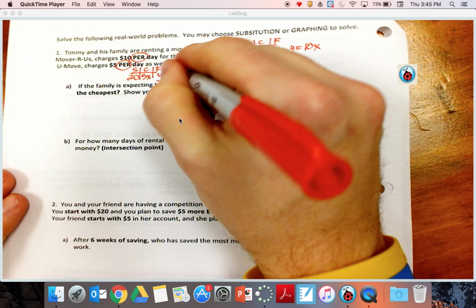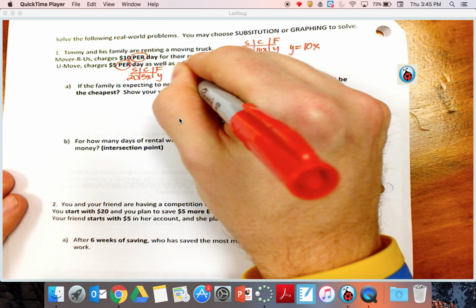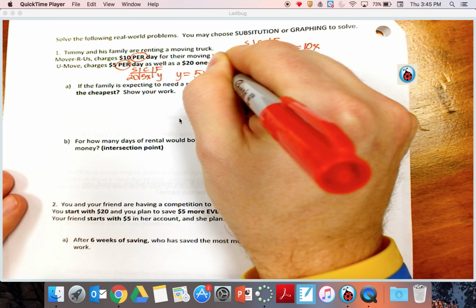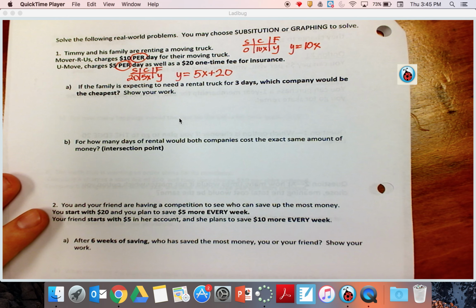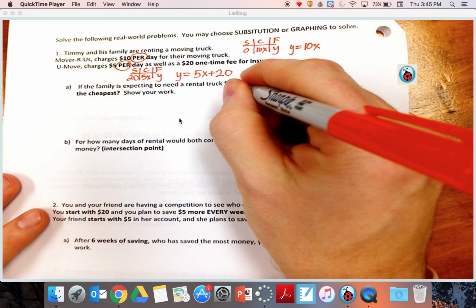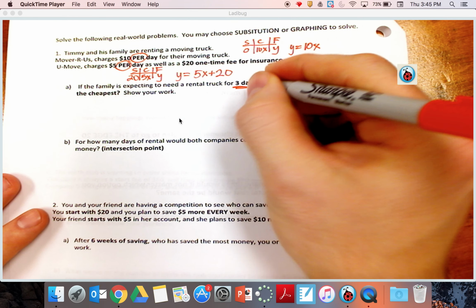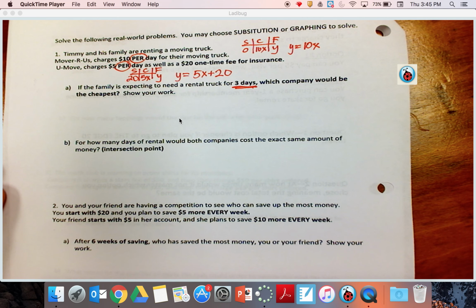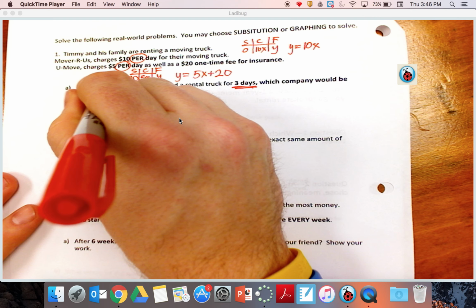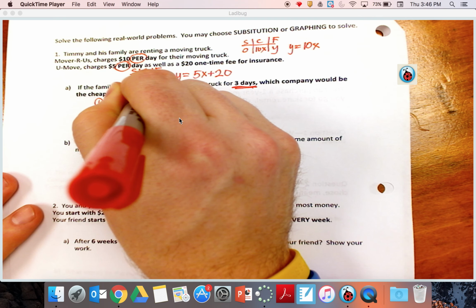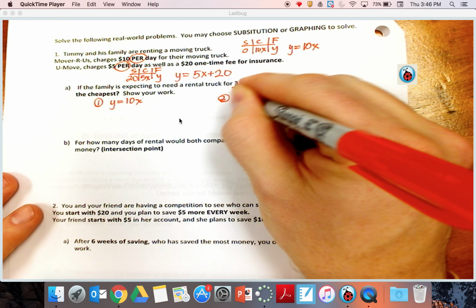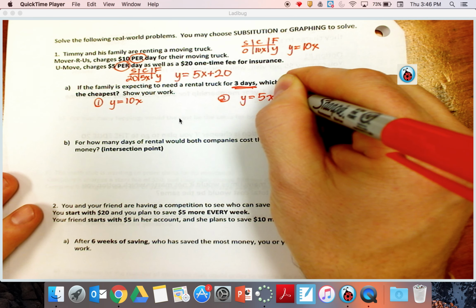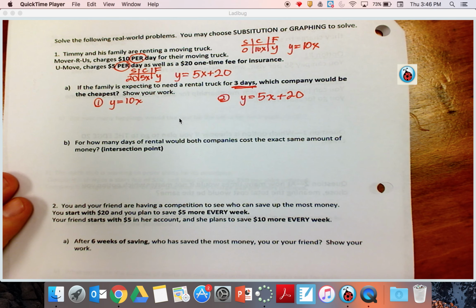So my equation when I take that out is y equals 5x plus 20. Now I have my two equations. And I want to know which option's cheaper for 3 days. Is the first option going to be cheaper when I only pay $10 a day? Or will the second option be cheaper when I pay $5 a day plus $20 to begin with?